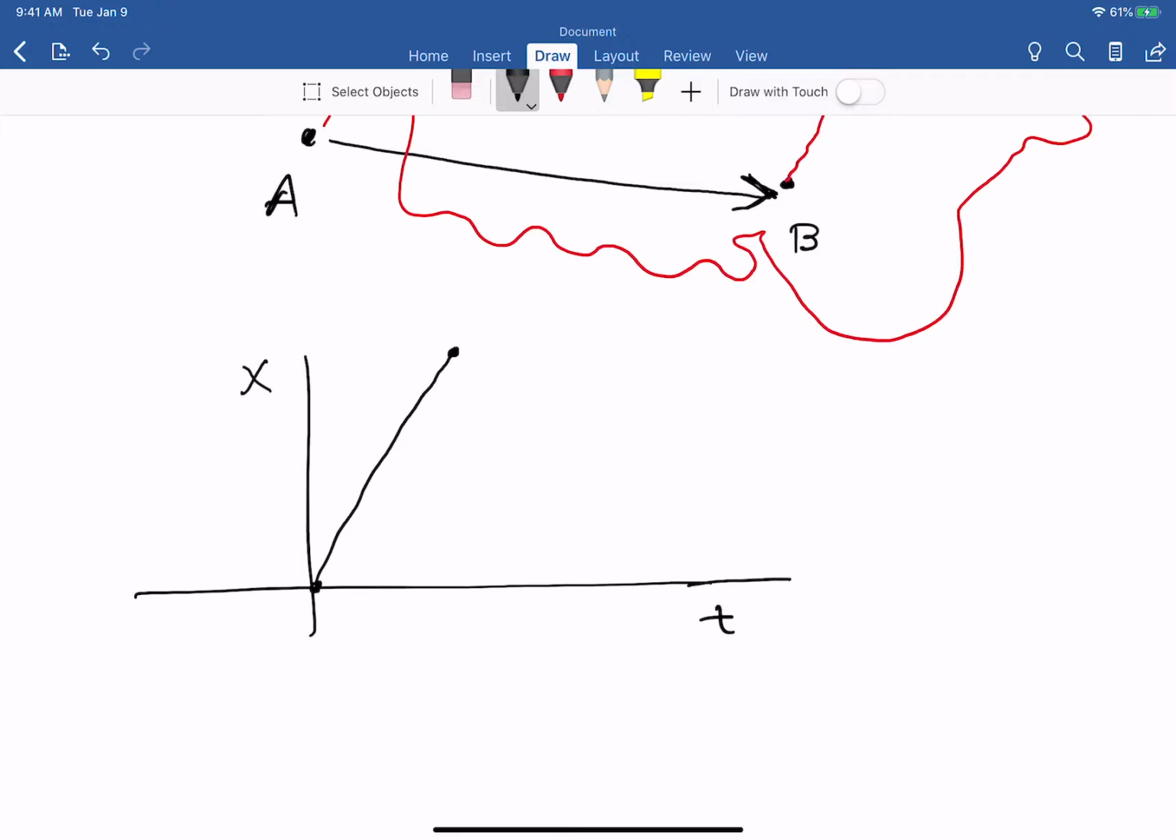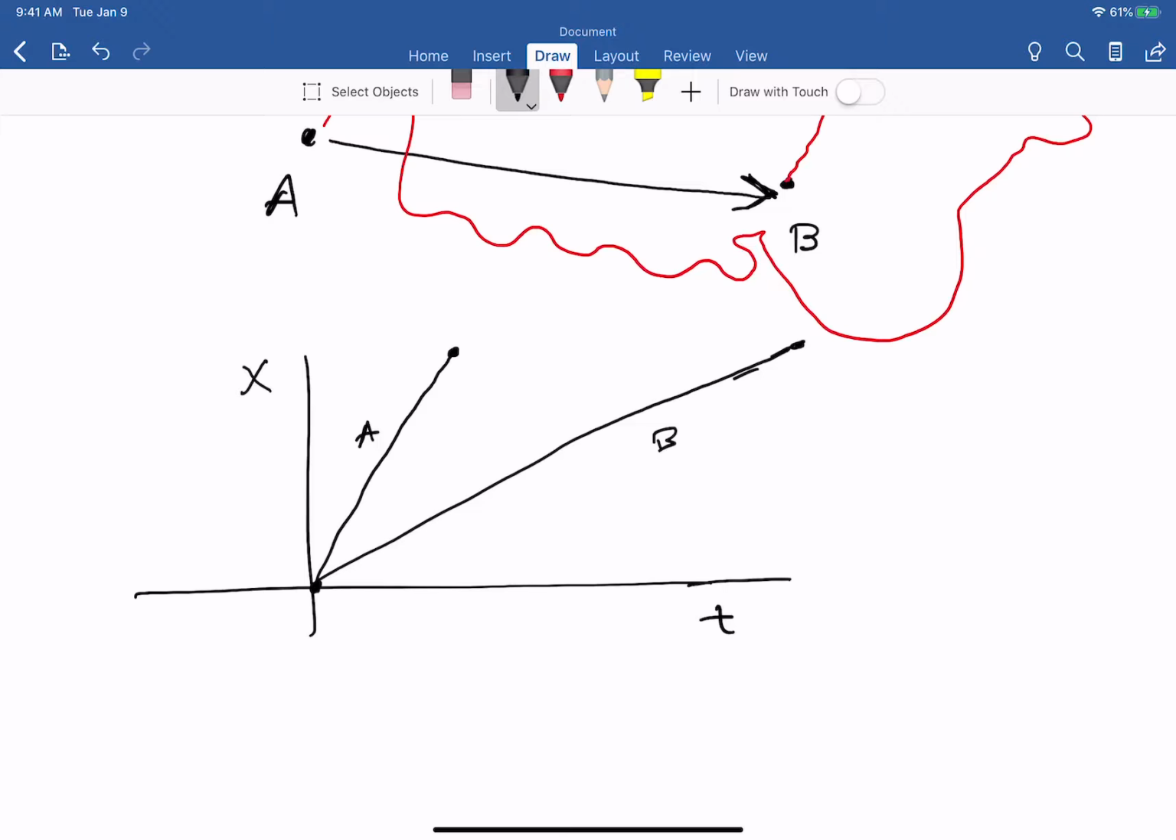So is this object moving faster? Or suppose another object starts from the origin and goes over here. Which of these is moving faster? I think we did an example like this in the last lecture. Clearly, the object that follows path A is moving faster.